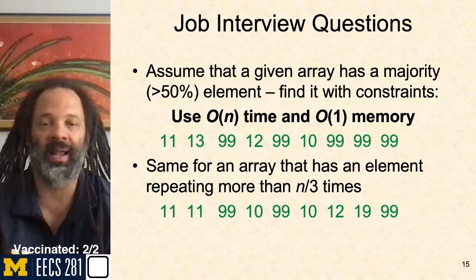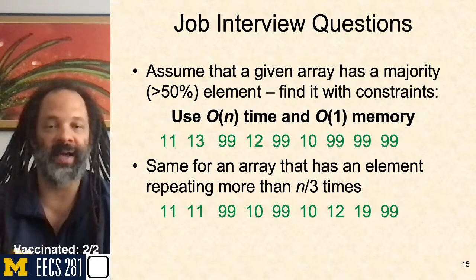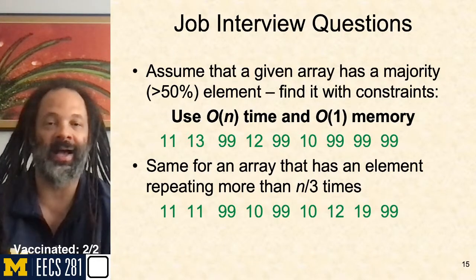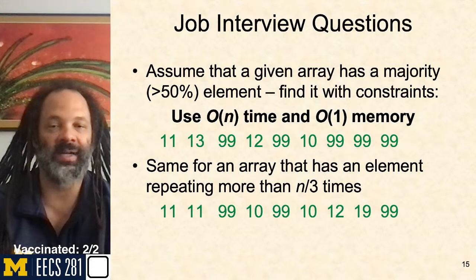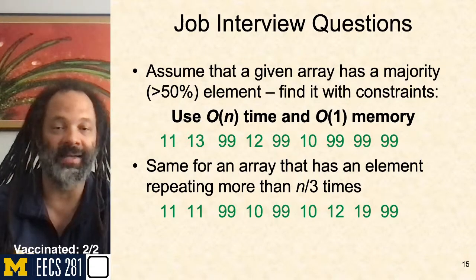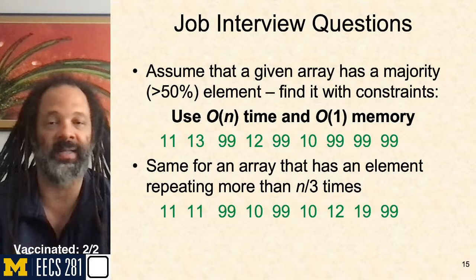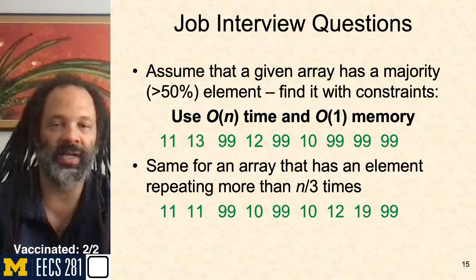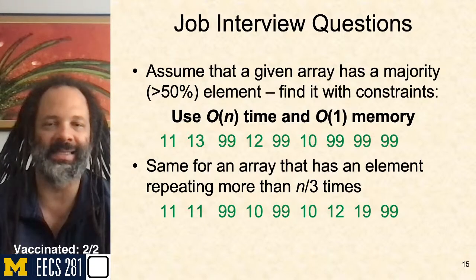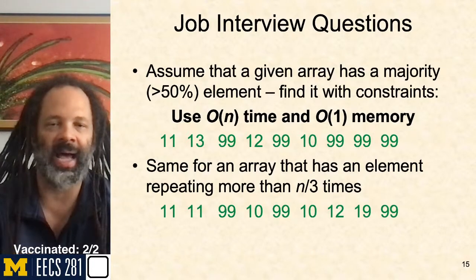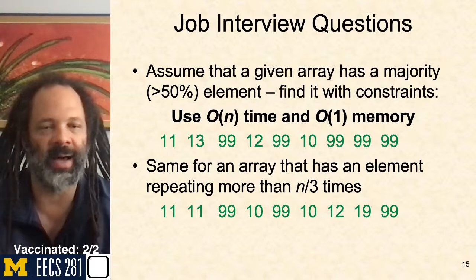All right, assume that a given array has a majority element, meaning some element is in there more than 50% of the time. Find out what that element is. So this listing: 11, 13, 99, 12, 99, 10, 99, 99, 99. That's got 9 values in it, and it's got 5 99s. So that fits the bill there. I've got some element that exists more than 50% of the time. So the question is, can you find out what that element is in linear time with only a constant amount of memory?